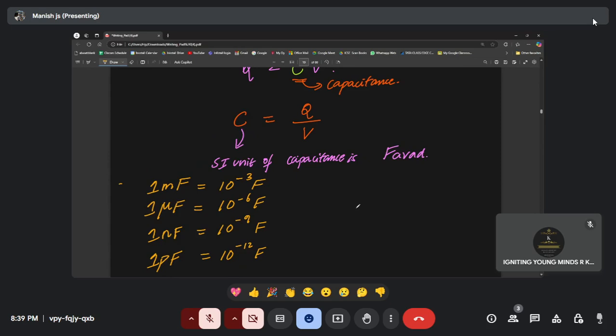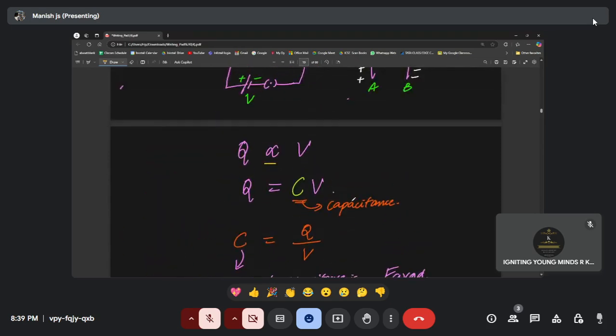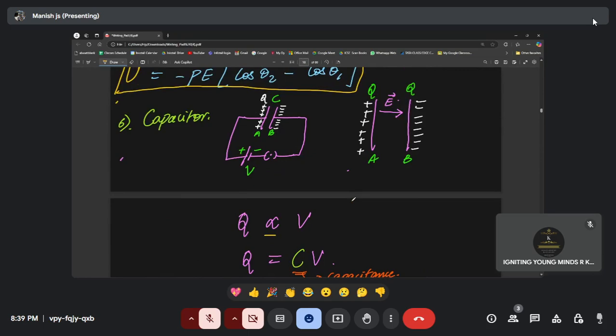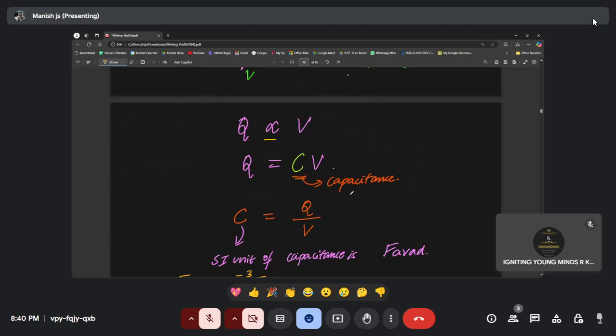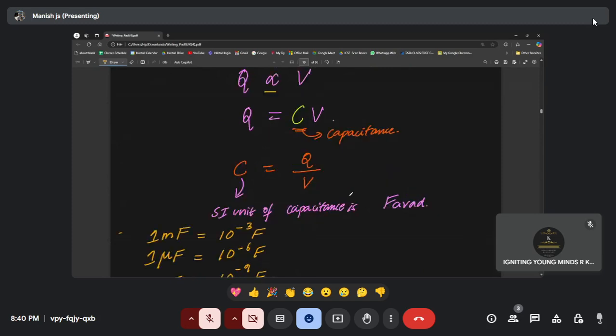I hope this is clear to all of you, and the formula for capacitance is also clear. I've introduced the concept of capacitance here. You know what a capacitor is, how to build a simple capacitor, and how a capacitor conducts. And we have learned the relation between Q, C, and V.